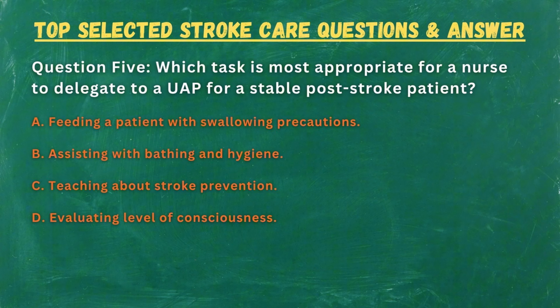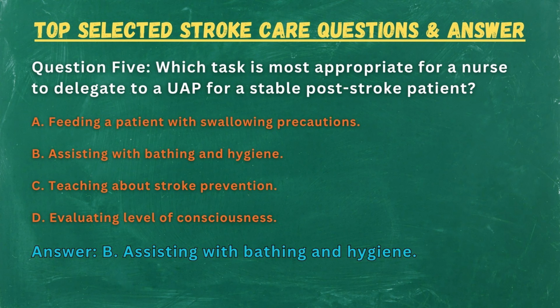Question 5. Which task is most appropriate for a nurse to delegate to a UAP for a stable post-stroke patient? A. Feeding a patient with swallowing precautions. B. Assisting with bathing and hygiene. C. Teaching about stroke prevention. D. Evaluating level of consciousness. Answer. B. Assisting with bathing and hygiene.